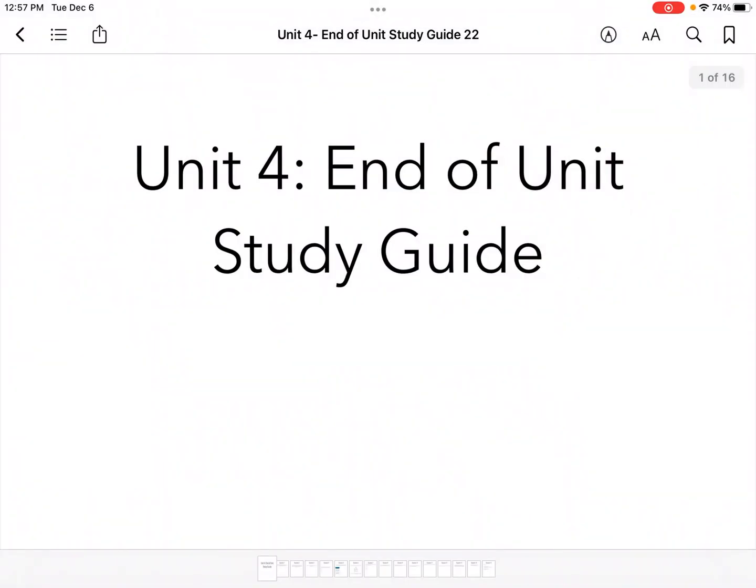Hi everyone, we're going to talk about the Unit 4 End of Unit Study Guide. So remember, you can use a calculator on this test. So that'll be a good tool for you.